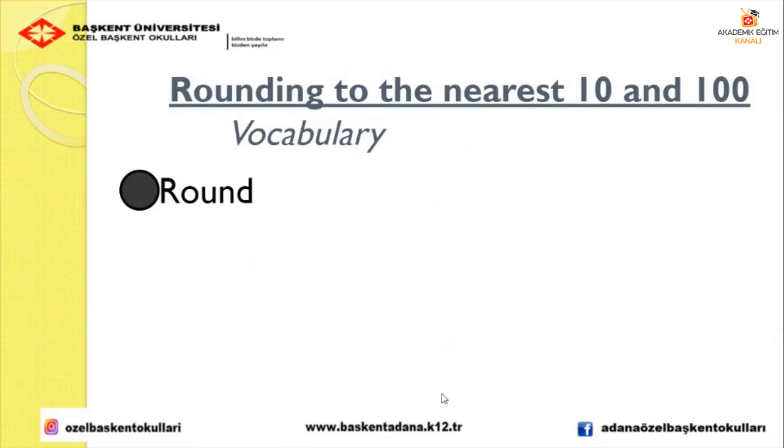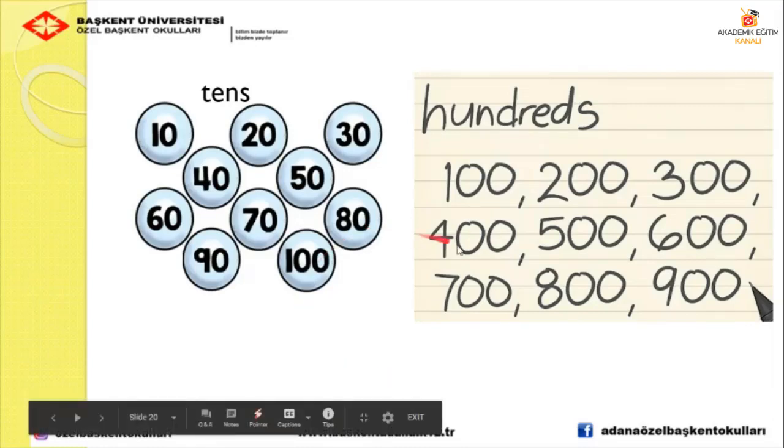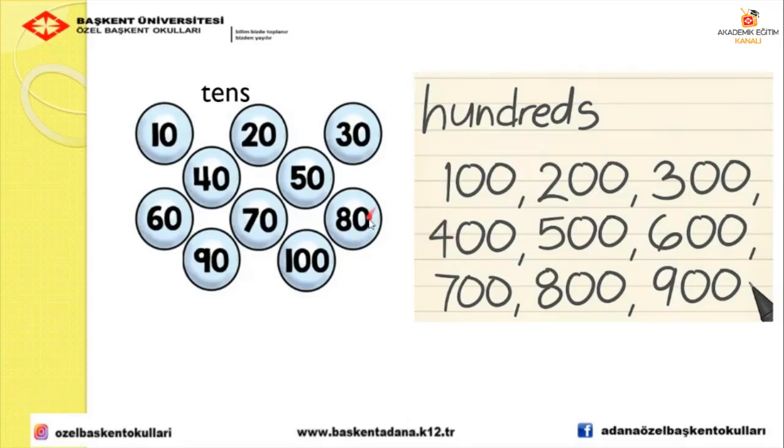Rounding to the nearest 10 and to the nearest 100. In this topic, the word you need to remember is round. Rounding means making a number very easy. The roundest number we have is 0. So when we round numbers, we will try to make them either a 10 or 100, because those are the ones that have 0 as part of their digits.